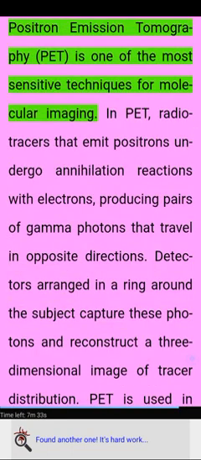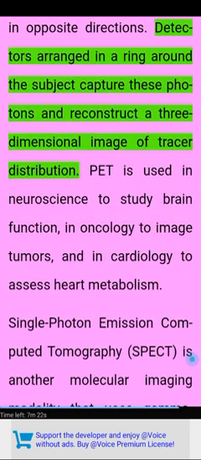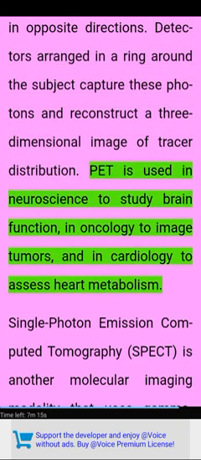Positron emission tomography (PET) is one of the most sensitive techniques for molecular imaging. In PET, radiotracers that emit positrons undergo annihilation reactions with electrons, producing pairs of gamma photons that travel in opposite directions. Detectors arranged in a ring around the subject capture these photons and reconstruct a three-dimensional image of tracer distribution. PET is used in neuroscience to study brain function, in oncology to image tumors, and in cardiology to assess heart metabolism.